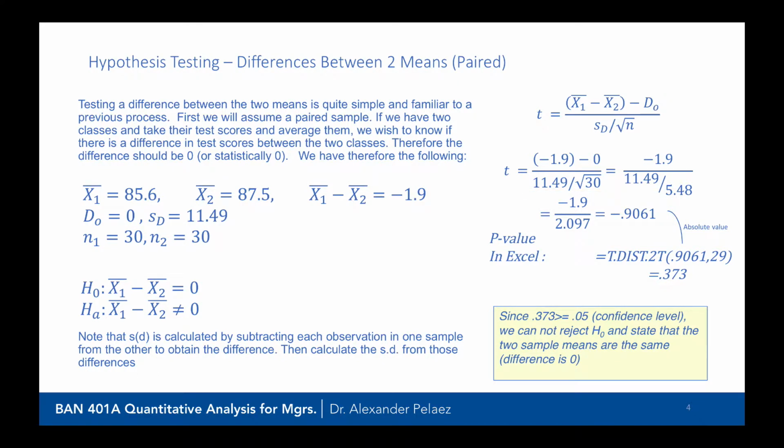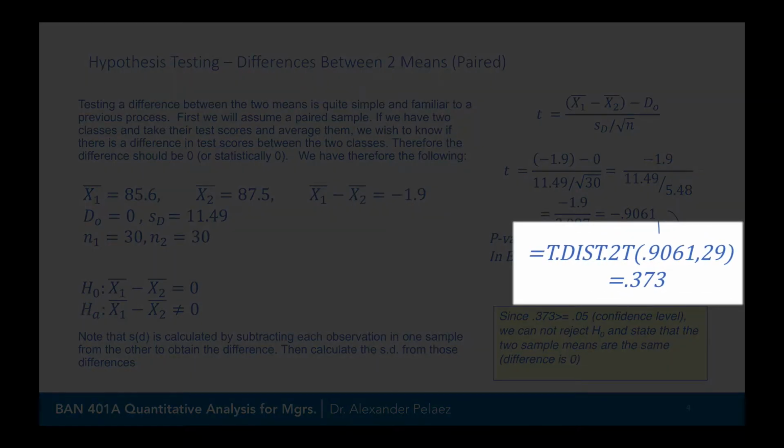Now what we're going to do is take that and put it into the t.dist.2t function for a two-tailed test. But we're going to take the absolute value of that number, and we're going to get 0.373. You're going to notice on the right side here that we're using the t.dist.2t function, again because our hypothesis test is equals. But our t value that we got was negative 0.9061. Now, the t.dist function will not allow you to put in a negative number.